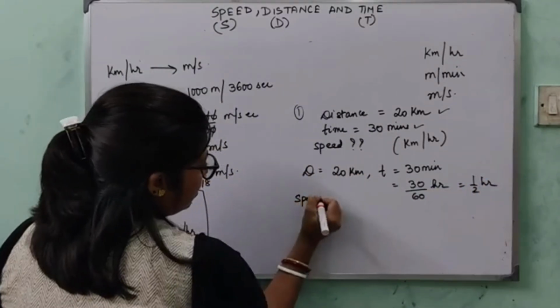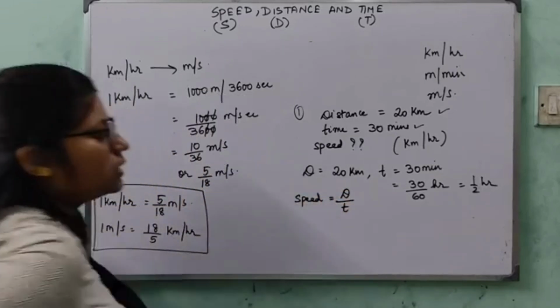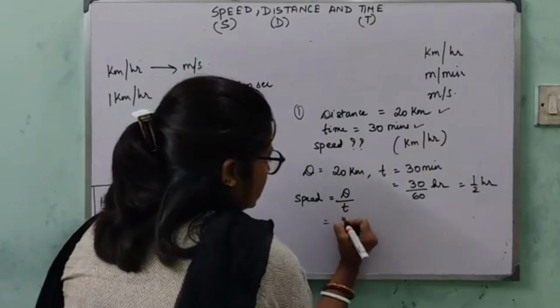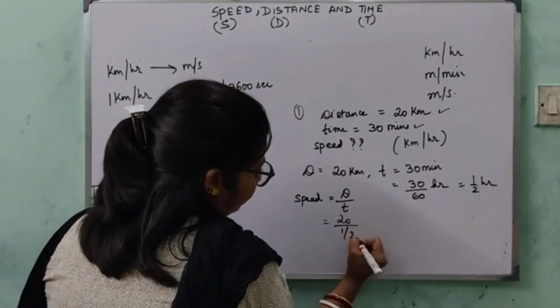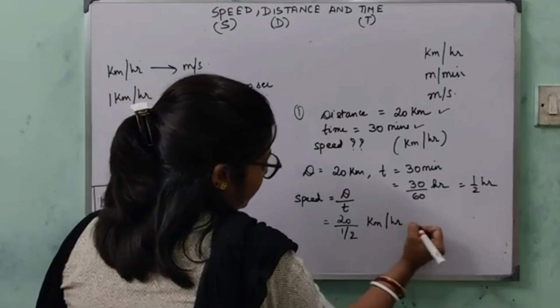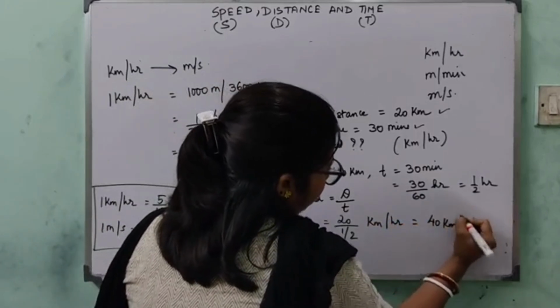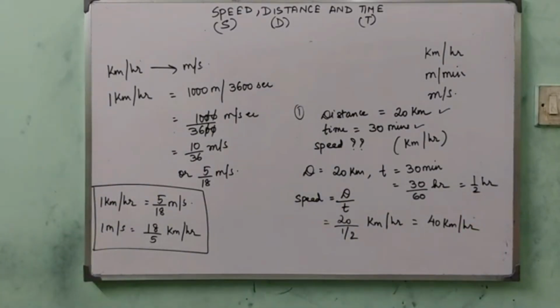So speed is equal to distance by time. So distance is 20 by half, that is this much kilometer per hour, which is 40 kilometer per hour. So speed is equal to distance by time. So 20 was our distance, 20 kilometers, and time, which was given in minutes, we had converted that to hours, which we got as half hour. So the answer in kilometer per hour is 40 kilometer per hour.